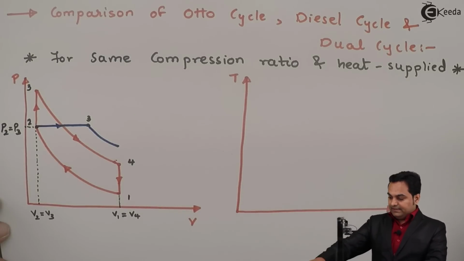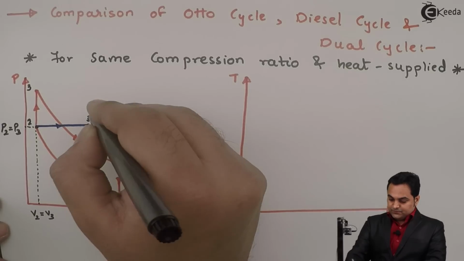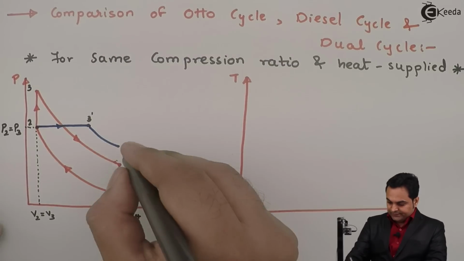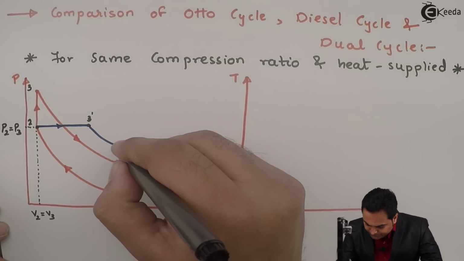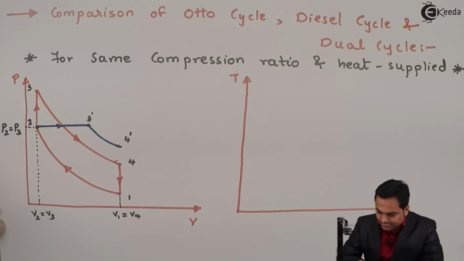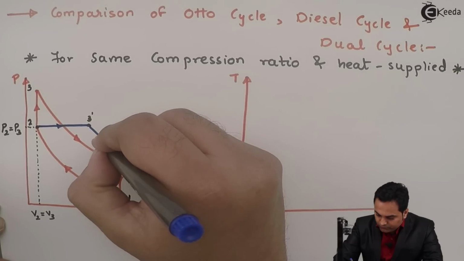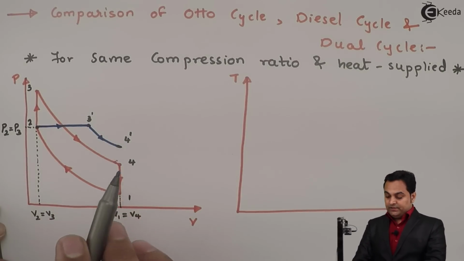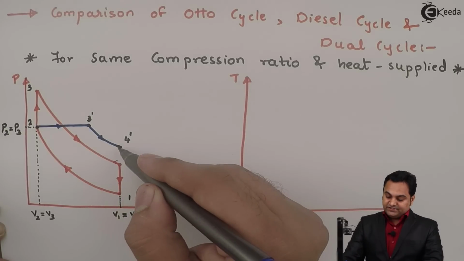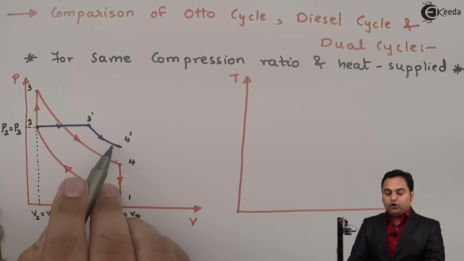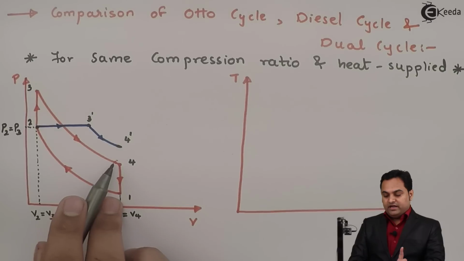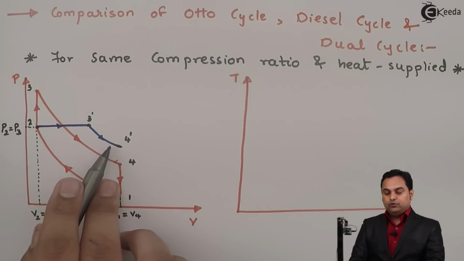Now here I'll denote this point 3 as 3 dash, and next, here point number 4, I'll denote it as 4 dash. So 3 dash to 4 dash indicates the expansion process for Otto cycle. Next, after that there is heat rejection. The expansion process for Otto cycle was from 3 to 4, and for diesel cycle it is from 3 dash to 4 dash.